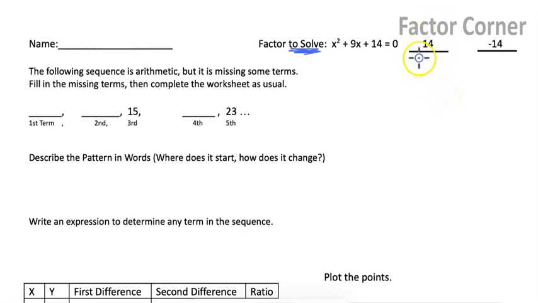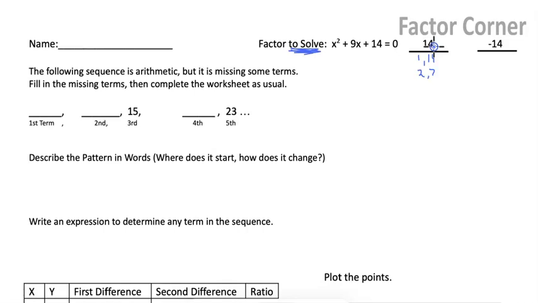So factors of 14. First I do 14 divided by 1, so that's 14. So 1 and 14 is my first set. Then I ask myself, is 14 divisible by 2? Which it is. 14 is 2 times 7, so I'll list 2 and 7. Then I would ask myself, is 14 divisible by 3? Which it's not. You can check on a calculator if you need to.